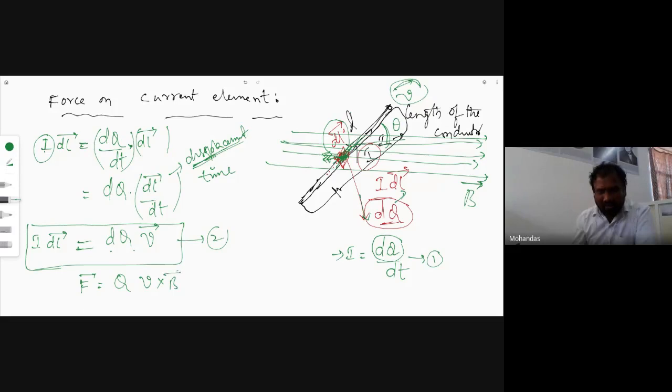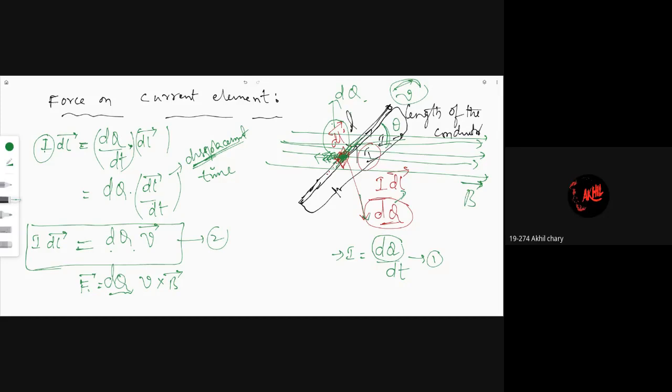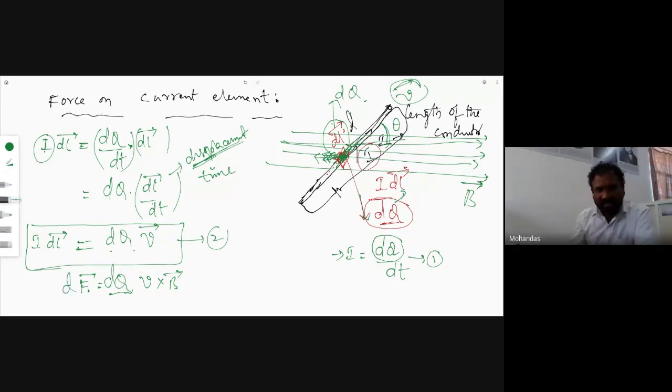Okay? Now here it is a total charge Q or differential charge dQ. Which charge is present here in the differential length? Obviously, dQ will be present. So we have to replace Q with dQ. If it is a charge of dQ, is it a total force or a differential force? Differential force. Obviously it is a differential force. Very good. So from equation number 2, we write dF, differential force, and a differential charge can be written as dQ into V cross B.